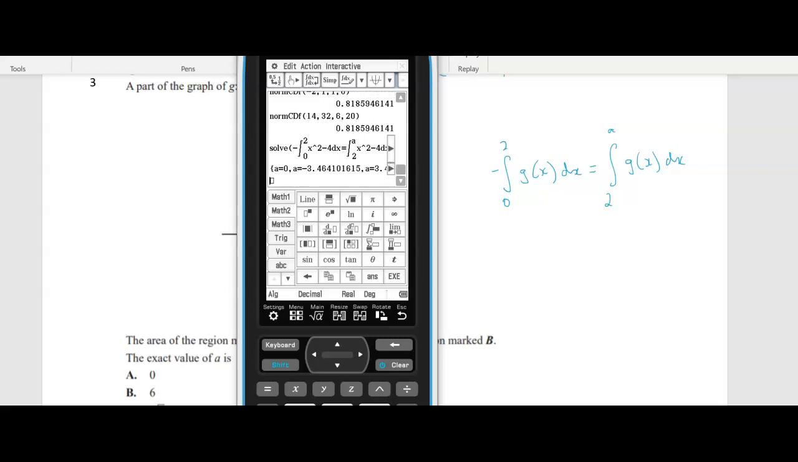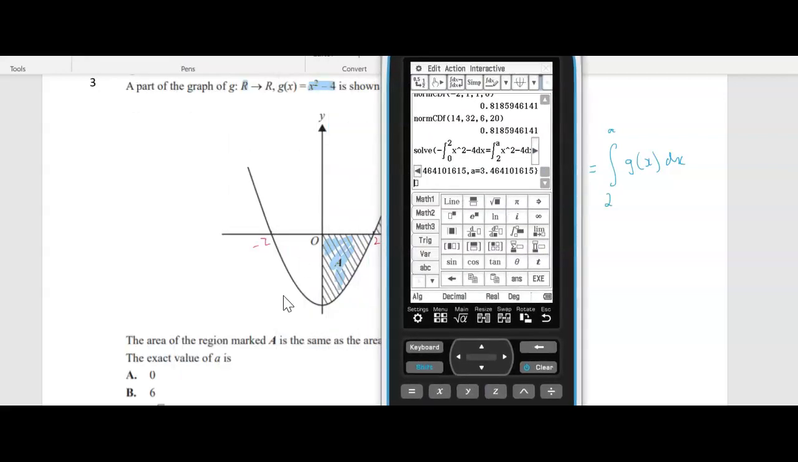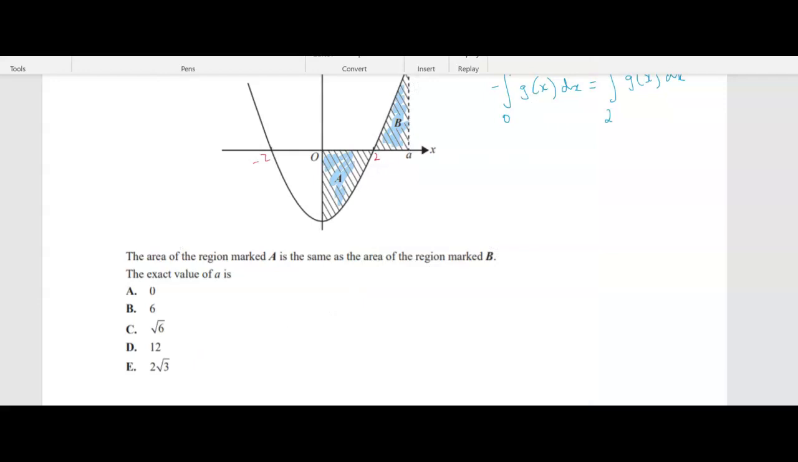So there is a few values of a. So a is equal to 0, a equals negative 3.46, or a is equal to positive 3.46. Now, they haven't given us the exact answer, which is fine because I can just go to standard and there it is there. So 2 root 3, so the answer is E. So nice quick one to do on the calculator.